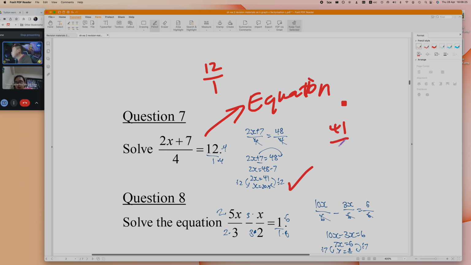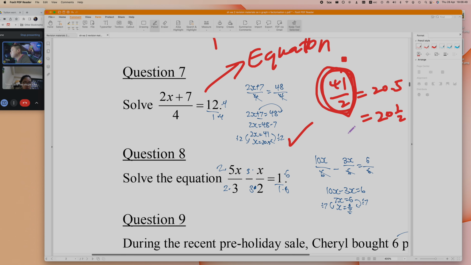Simplest form, remember. So let's say if you get 41 over 2, what do you get? Either you get it into decimal value or you get it into this format. Simplest form. Can you just leave your answer 41 over 2? Can you just leave it like this? No, you need to. Simplest form. Good.